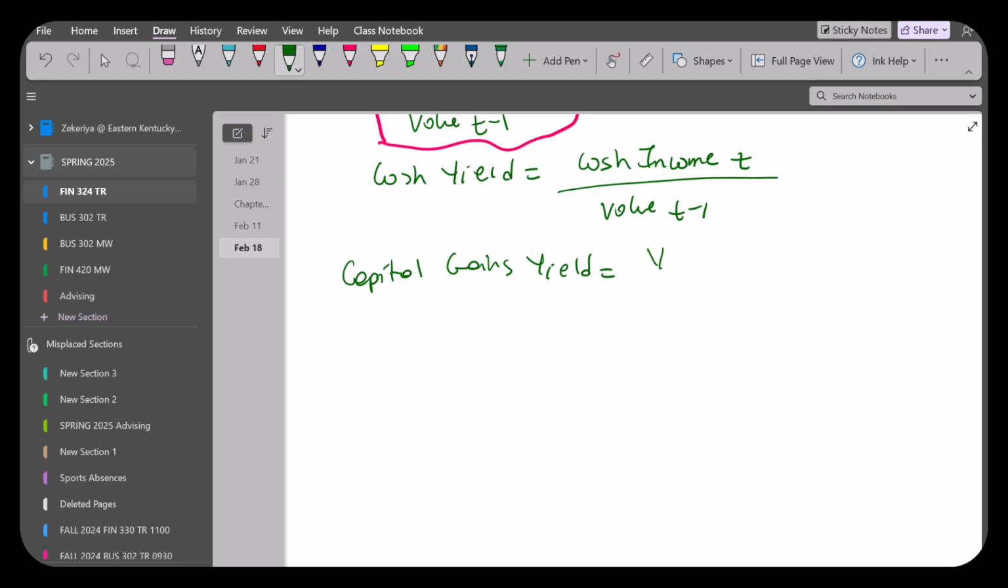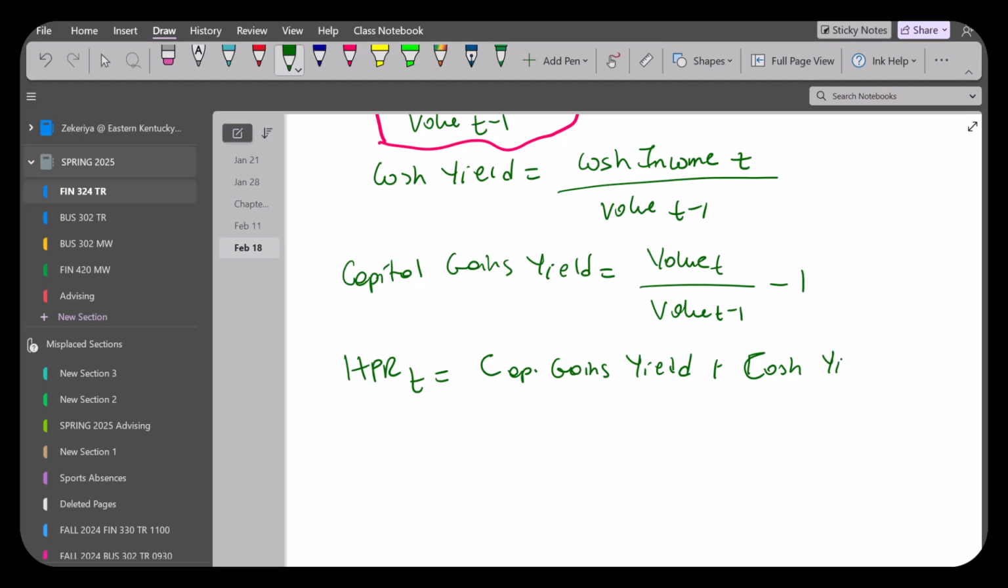It's basically value at T. So in a sense, holding period return is capital gains yield plus, let's call it cash yield. As you know, securities have cash distribution, right? In the case of bonds, that would be coupons. In the case of stocks, that would be dividends.